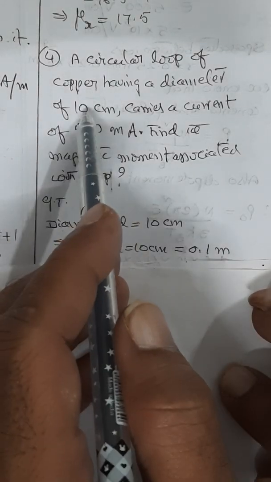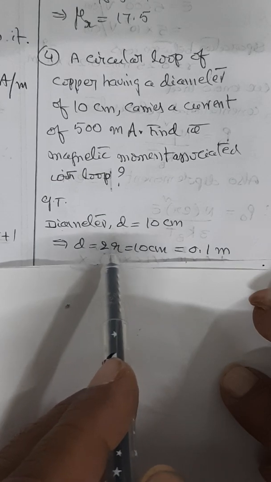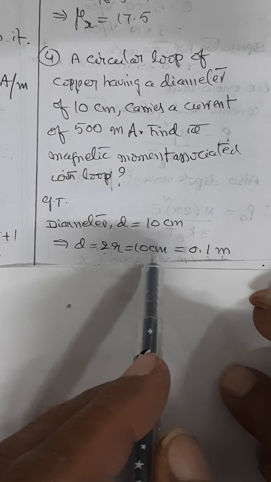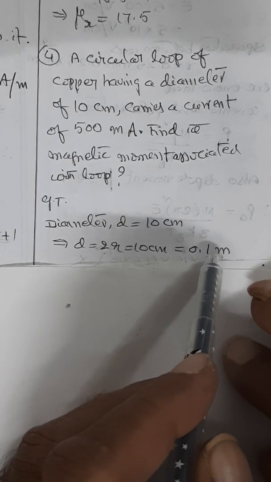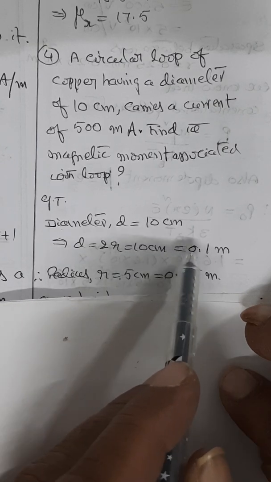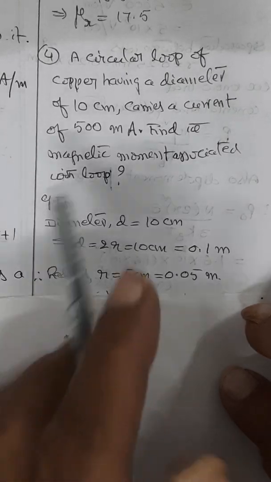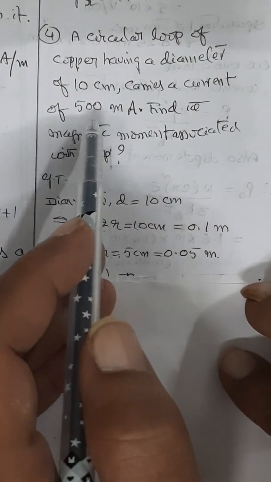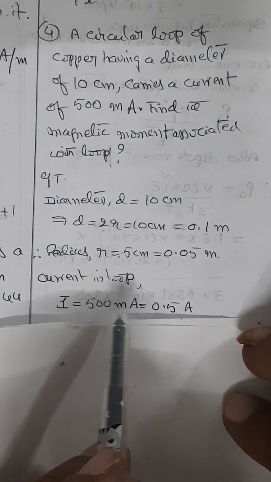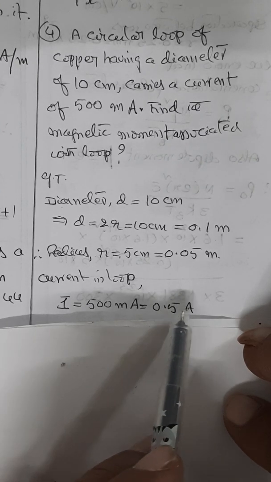Diameter is given as 10 centimeters. What does diameter mean? Twice the radius. Therefore, if radius is r, then d is equal to 2r equal to 10 centimeters. That is 0.1 meters. Now, from this you can calculate the radius r. That is 0.1 by 2, that is 0.05 meters. Now, also given is the current. So current in the loop I is given as 500 milliamperes. If you convert milliamperes into amperes, it will become 0.5 amperes.